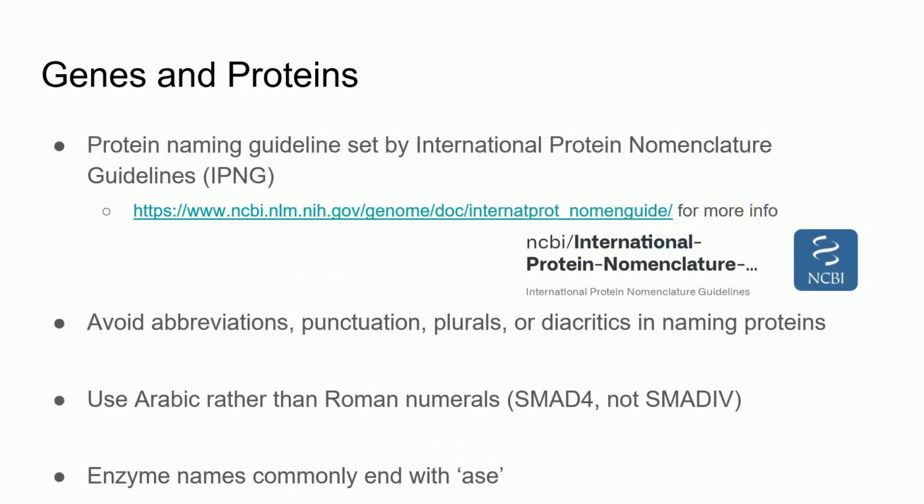Protein nomenclature is governed by the International Protein Nomenclature Guidelines, or IPNG. These provide a standard for naming and using proteins. Some useful rules include avoiding abbreviations, punctuation, plurals, or diacritics in naming proteins, the use of Arabic rather than Roman numerals, and enzyme names commonly end with ASE. See their publication in the link provided for a complete overview of the naming guidelines.